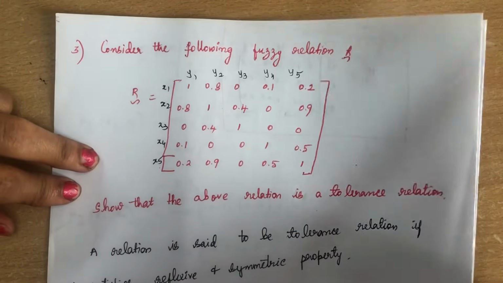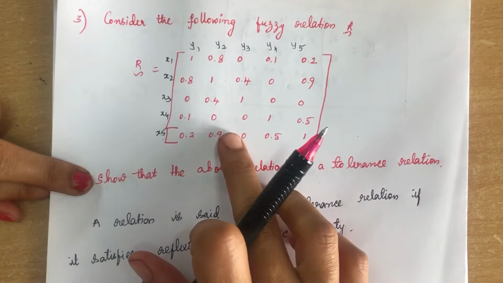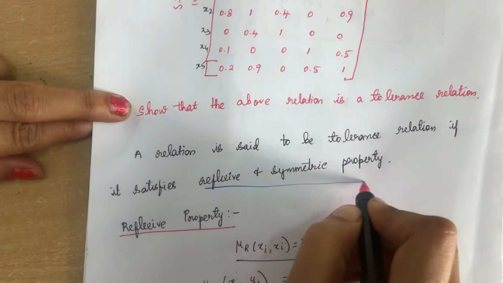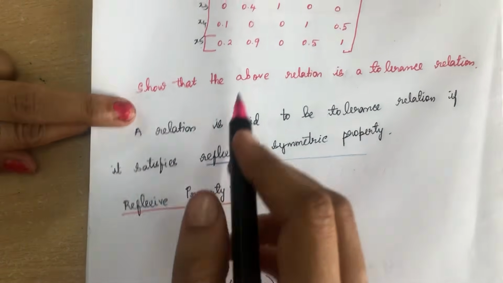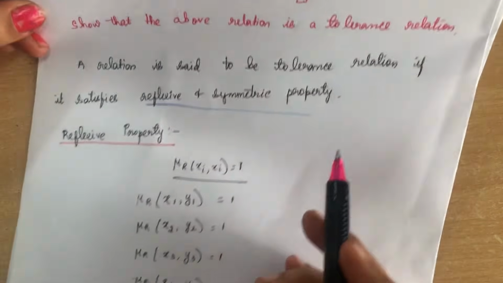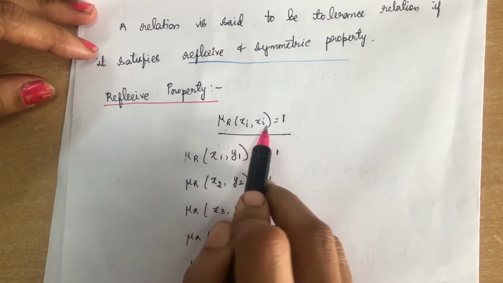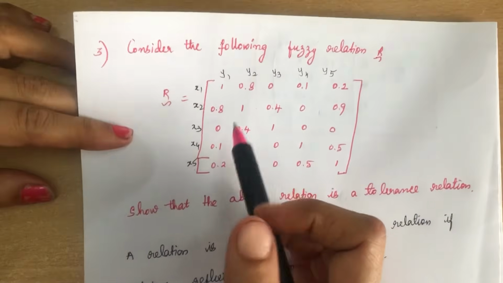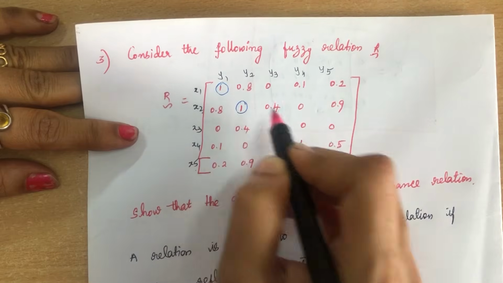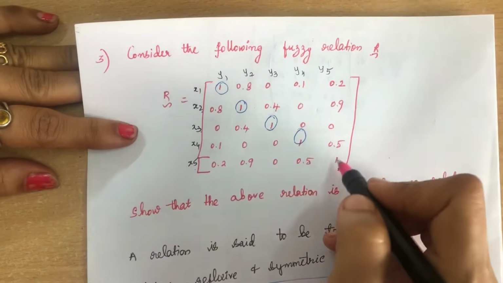So we all know that a relation is said to be a tolerance relation if this particular relation satisfies both the reflexive and symmetric property. First we will check whether this relation satisfies the reflexive property. What is the reflexive property? You need to find out whether the membership value of xi comma xi is equal to 1. So when you check this, x1 comma y1, this one, and x2 comma y2, this value, and x3 comma y3, this is 1, x4 comma y4 is 1, and x5 comma y5 is 1.